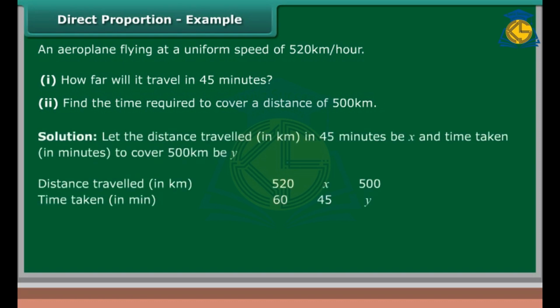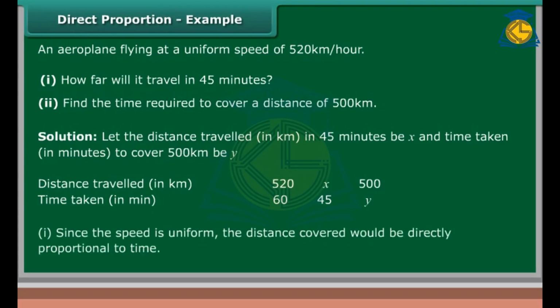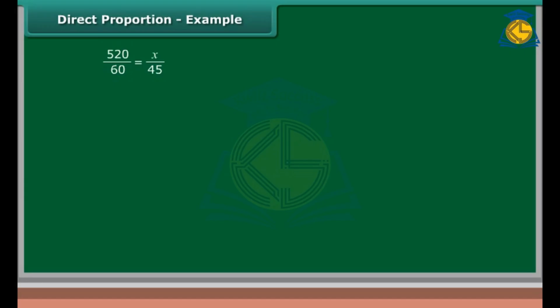Solution. Let the distance travelled in kilometers in 45 minutes be x and the time taken in minutes to cover 500 kilometers be y. Since the speed is uniform, the distance covered would be directly proportional to time. 520 upon 60 is equal to x upon 45. 52 into 45 upon 6 is equal to x. Therefore, x is equal to 390.